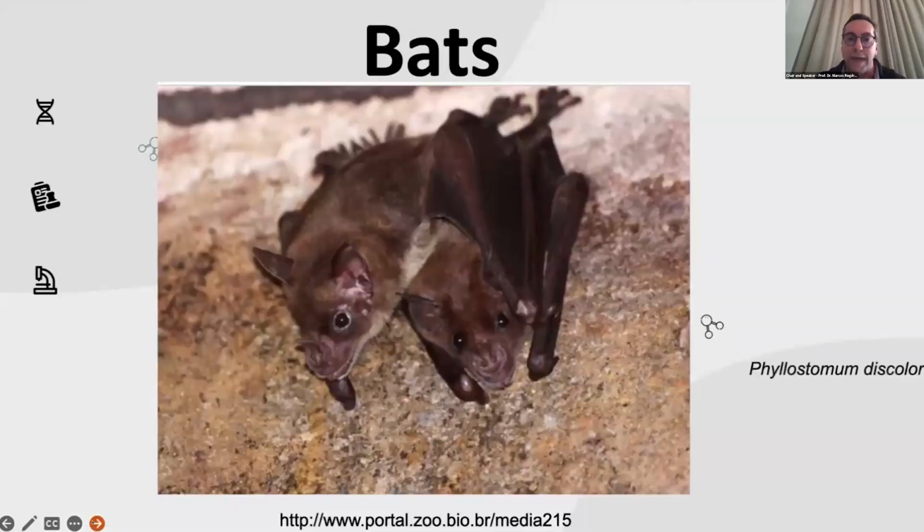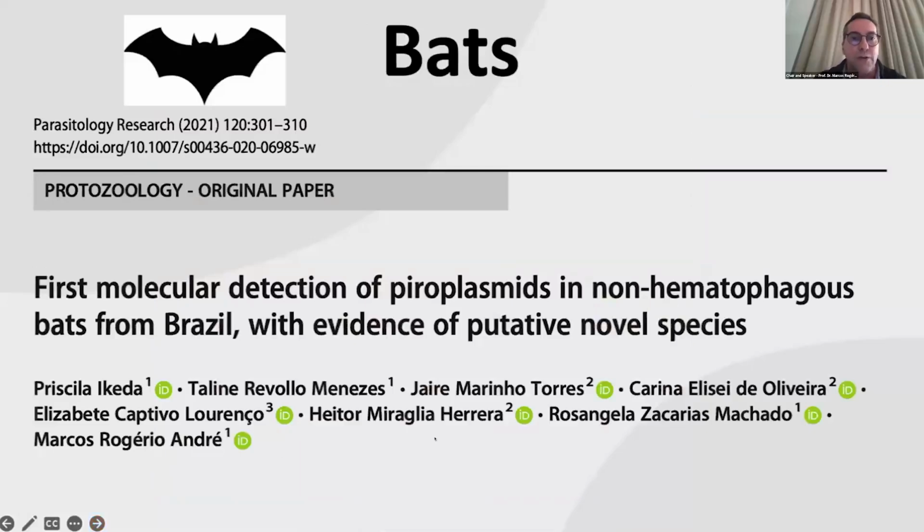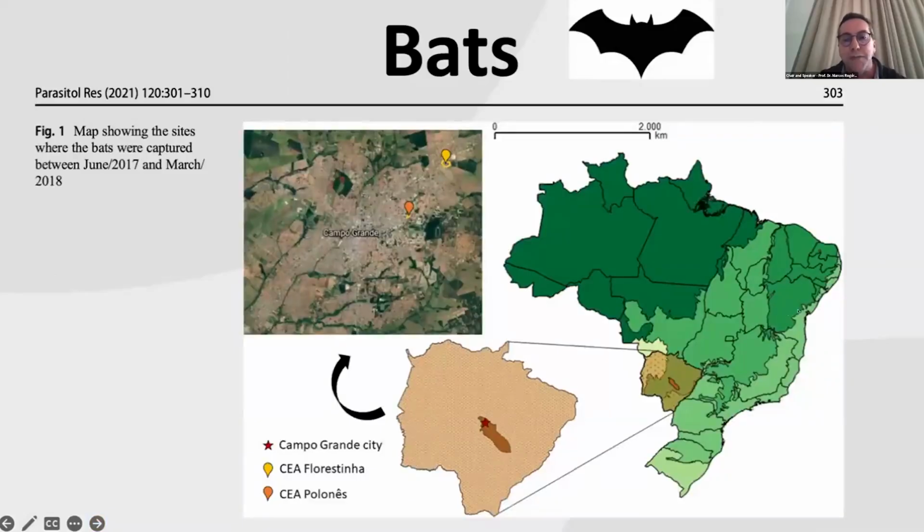So let's jump to bats. We have a huge diversity of bats in Brazil, around 186 bat species. These bat species can harbor Babesia or Theileria. In 2021, we detected a putative, again, novel piroplasmid species in bats from central western Brazil. We collected blood samples from bats in the Brazilian savanna in the state of Mato Grosso do Sul, which is located in central western Brazil.